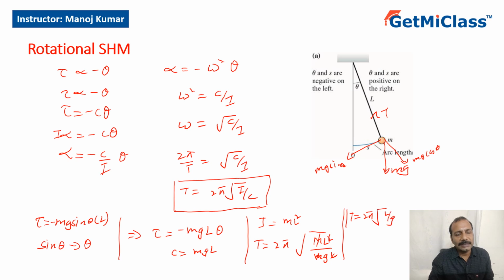So this is an example where I've done the same thing that we have done previously, this time using angular SHM, so that we can understand easily how angular SHM can be applied. In this way I find the torque, and if I see that torque is proportional to angular displacement, then I find out the coefficient of angular displacement, and then I put that in the formula T equal to 2 pi root I by C to get the time period of the angular SHM.